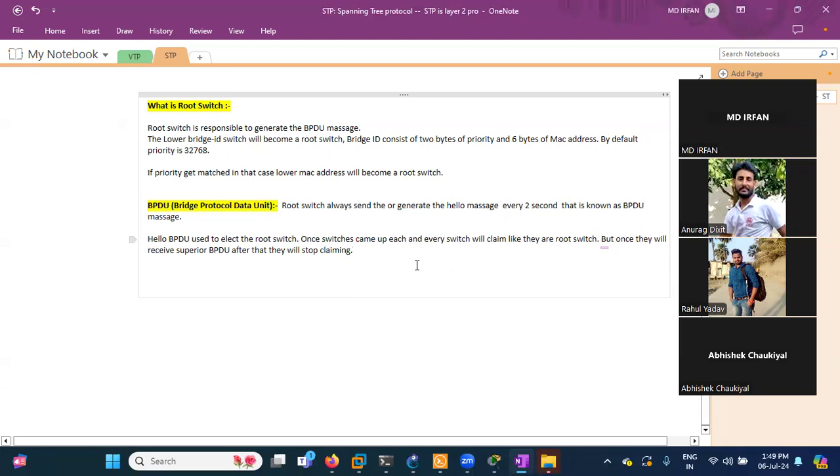Everyone initially assumes they are the root, but once they receive the superior BPDU, they stop claiming. I will explain what superior BPDU is, because it's very, very important. Everything depends on it. I will explain what is superior BPDU and what is inferior BPDU. The switch with the lower bridge ID will become the root switch. As simple as that.